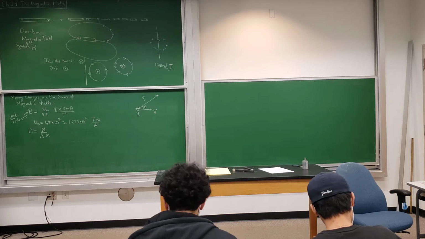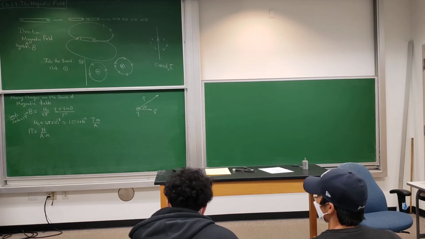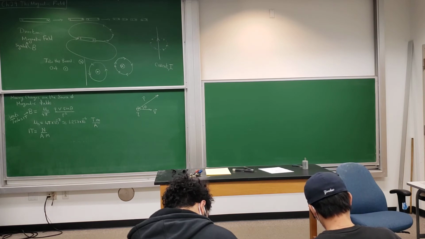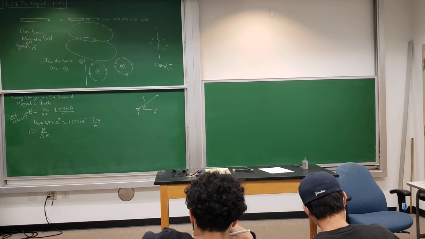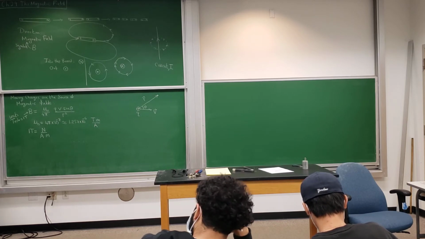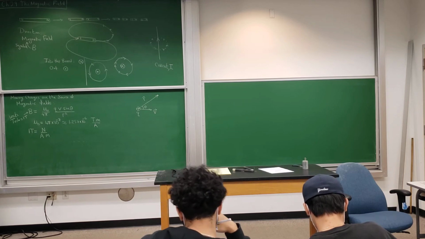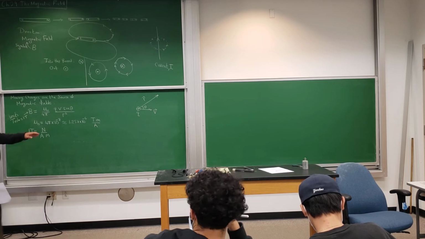So that's the magnitude. The direction would be given by the right-hand rule. And we will write this also in vector form. We will use both. Any questions so far before I show you the right-hand rule? The right-hand rule will give us the direction.